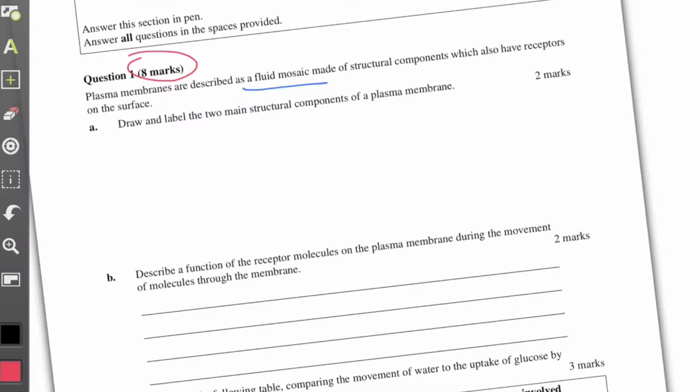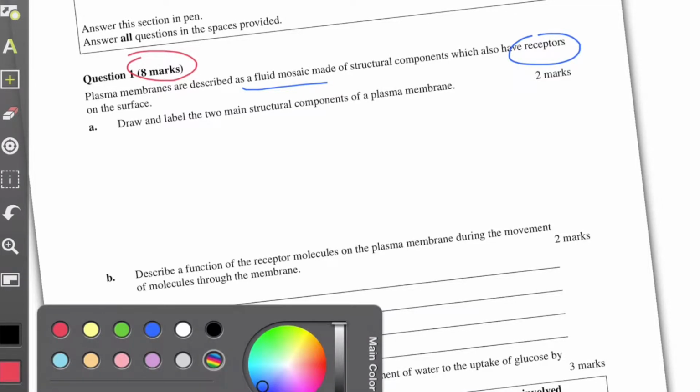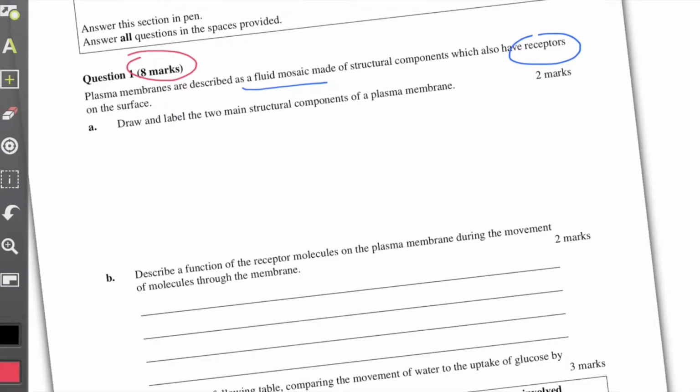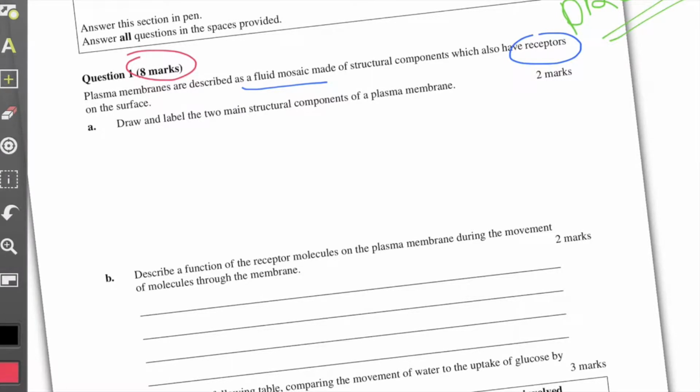So the last bit of the prompt says, which also have receptors on the surface. All right, I'm really hoping that because we've gone through the multiple choice, you know that a receptor is a type of protein. Okay, proteins are really important. They rule the world. Beyonce should sing about them.